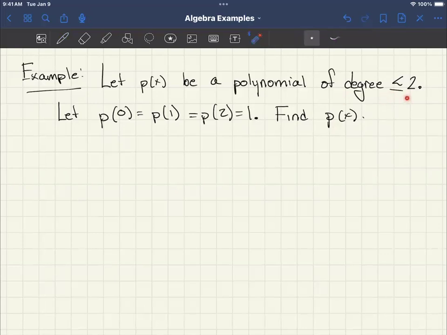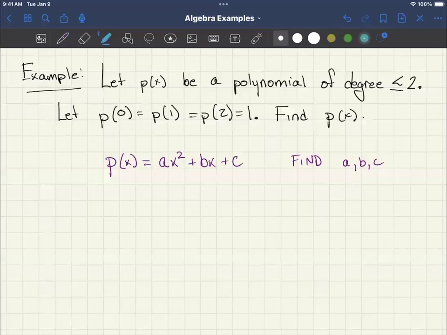We know it's of degree less than or equal to 2. Remember, the degree is talking about our exponents. So when we say degree less than or equal to 2, that means our polynomial has the shape of ax squared plus bx plus c. Now, our coefficient a might be 0, but it might be something other than 0 as well. So what we want to do is find our coefficients a, b, and c, the numbers that make this equation true: P of 0 is equal to P of 1 is equal to P of 2 is equal to 1.